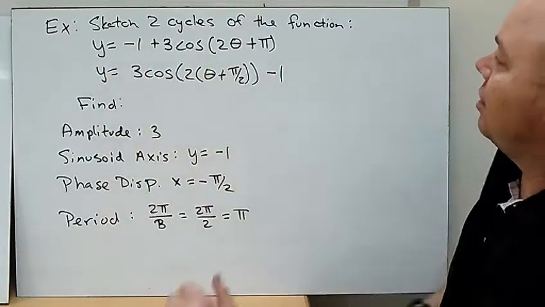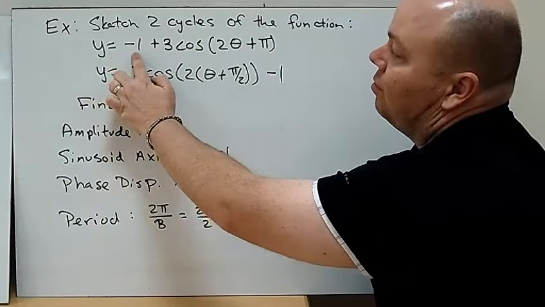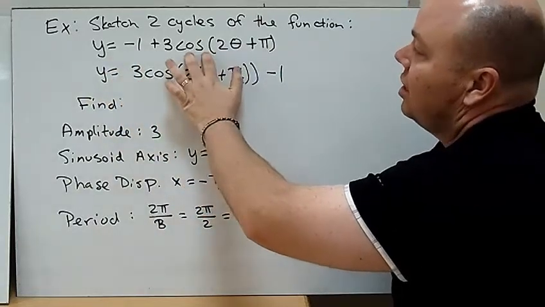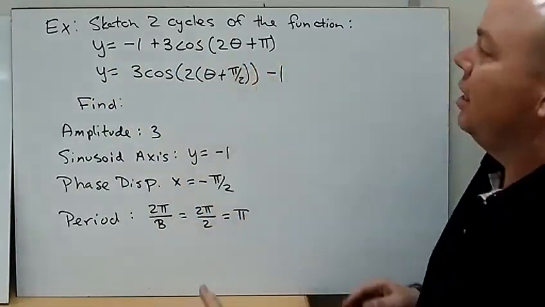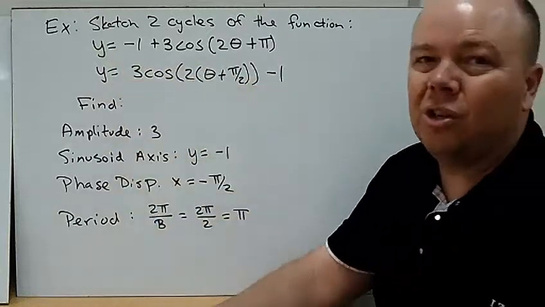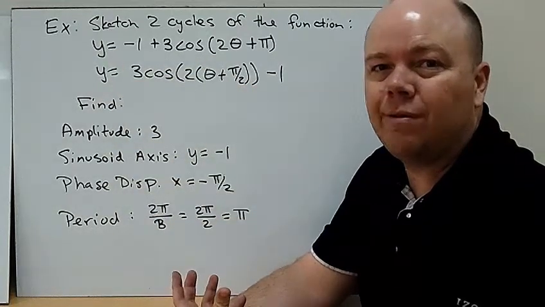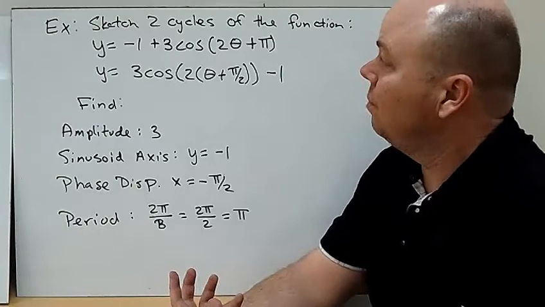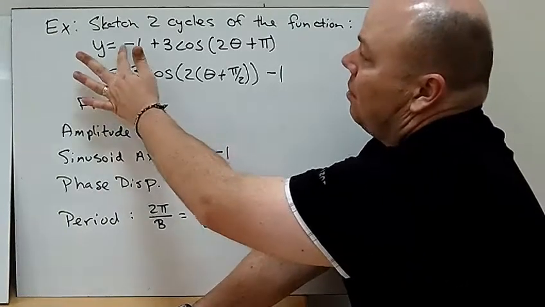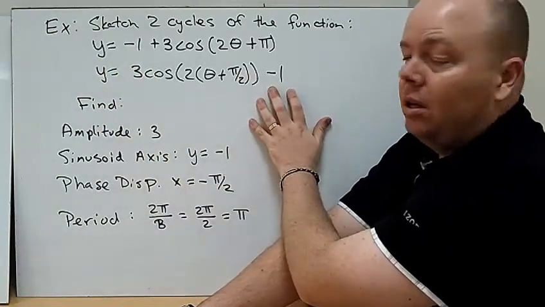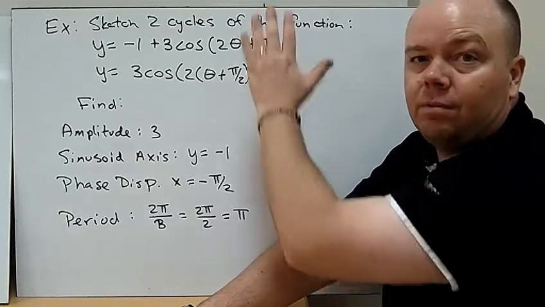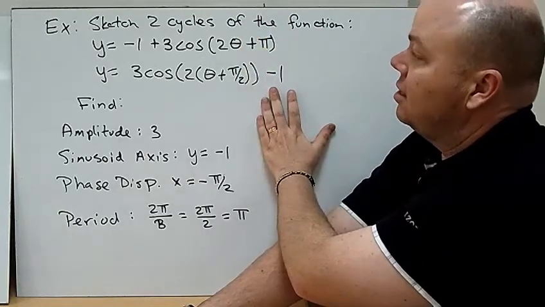So I want to sketch two cycles of the function y is equal to -1 plus 3 cosine (2 theta plus pi). Now, that doesn't look like the right form from what we've been using, so you can make it into that. I put the -1 out here to the end. Okay, so I know that's my vertical translation, that's my sinusoid axis.